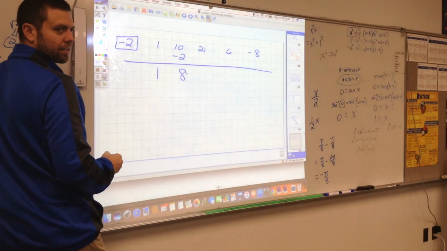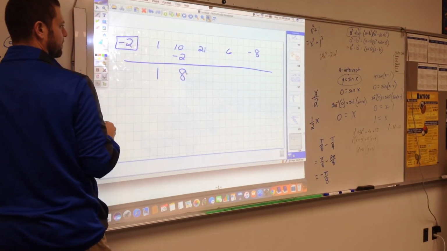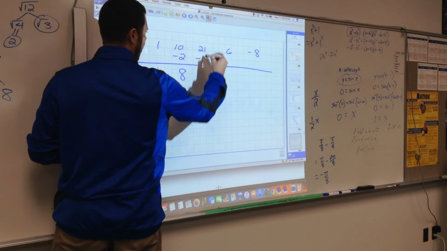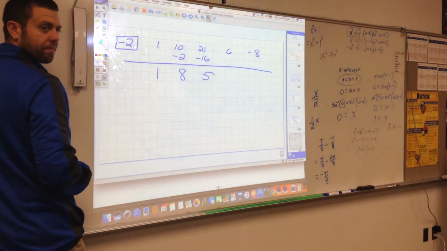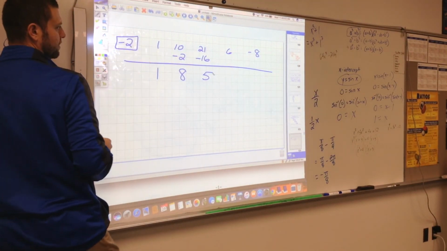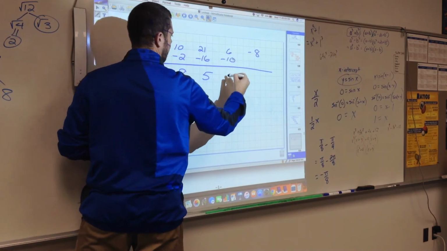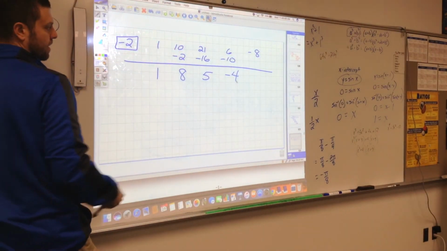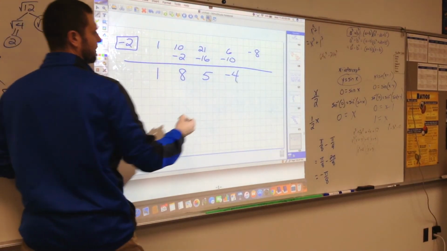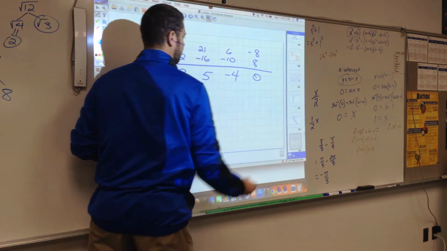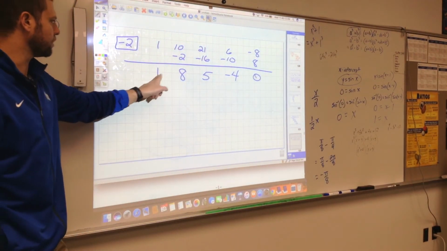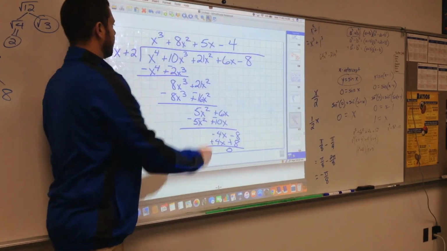Then I'm going to repeat the process. 8 times negative 2 is negative 16. Add them together and I get 5. 5 times negative 2 is negative 10. Put it right here, add them together and I get negative 4. Negative 4 times negative 2 is 8. Add them together and I get 0. Look at these numbers: 1, 8, 5, negative 4.